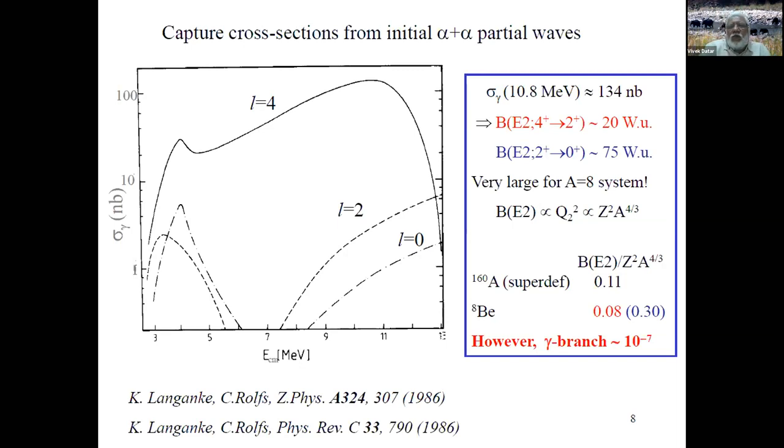And in fact, the 2 plus to 0 plus from the cluster model, which was the one used by Langanke and Rawls in 86, is even higher than that for a super deformed nucleus. However, in spite of all this, the gamma decay branch is very tiny. It's 10 to the minus 7. So it's not an easy measurement to make.